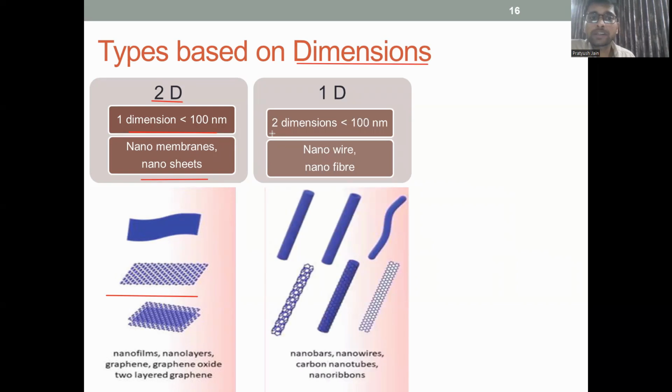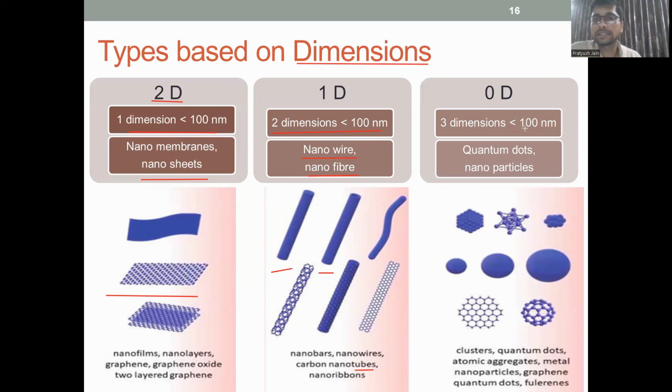A 1D type nanomaterial has two dimensions smaller than 100 nanometers. Suppose this is a 1D type nanomaterial. Its one dimension is bigger than 100 nanometers, whereas its other two dimensions are smaller than 100 nanometers. So it will look like a wire. It is also called a nanowire, nanofiber, nanobar, nanotube, or nanoribbon. These are 1D type nanomaterials.